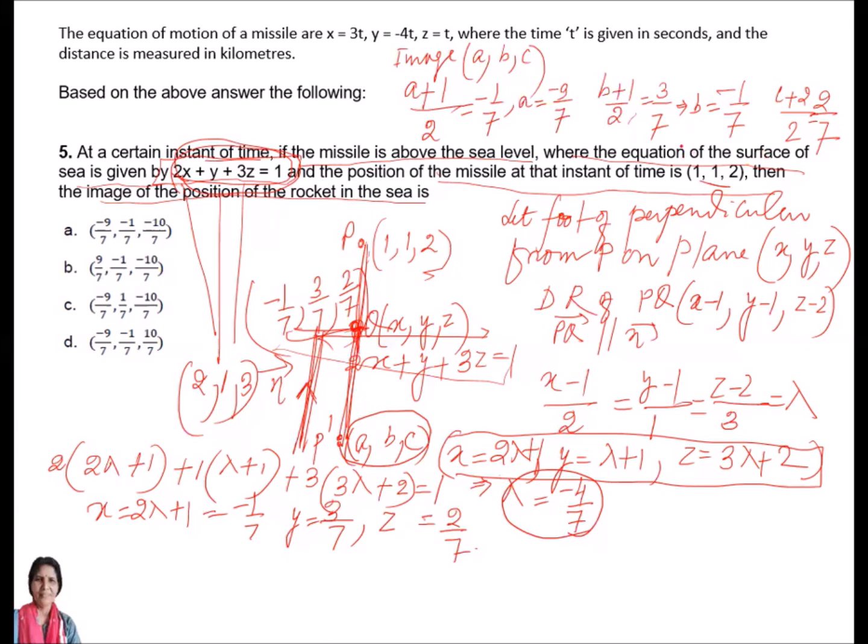C is equal to minus 10 by 7. So the image points are minus 9 by 7, minus 1 by 7, and minus 10 by 7. So C is the answer of this question. No, B is the answer of this question. All are negative, so A is the answer of this question.